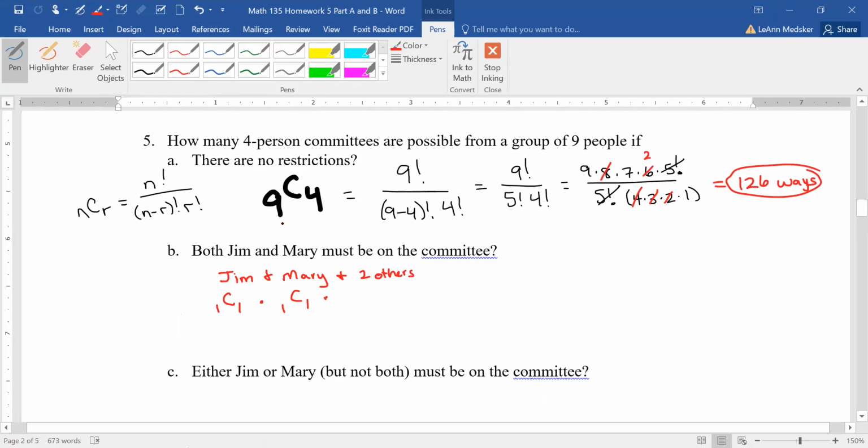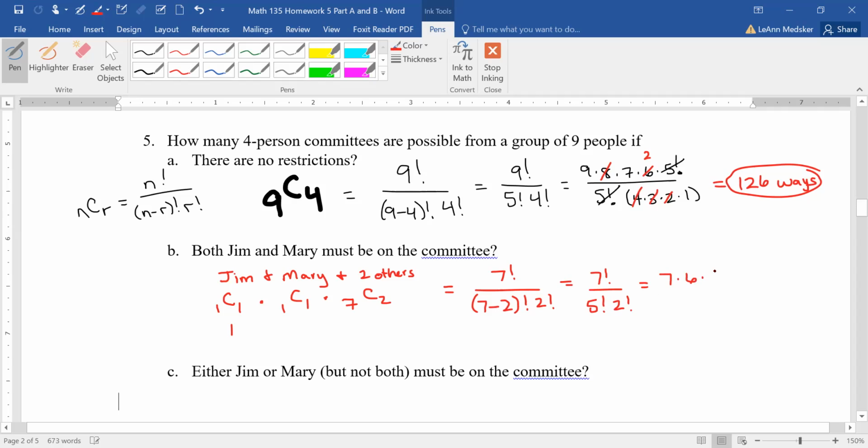We now have only 7 members of the group that are not in the committee yet, and we need to choose 2. Now, a lot of times people won't write the Jim and Mary part. They just know that if Jim and Mary are fixed, that's like multiplying times 1. Essentially, there's only one way to pick Jim and only one way to pick Mary. So we're just really doing the 7 choose 2, because 1 choose 1, by the way, is 1. So let's work out the 7 choose 2. That's going to be 7 factorial over 7 minus 2 factorial and 2 factorial. So 7 factorial over 5 factorial times 2 factorial.